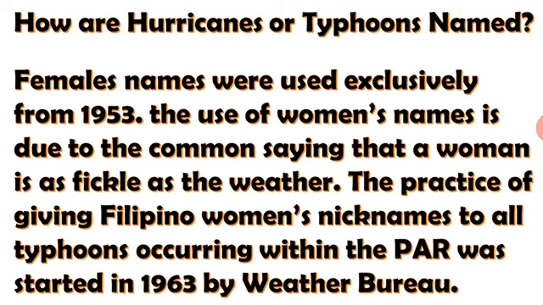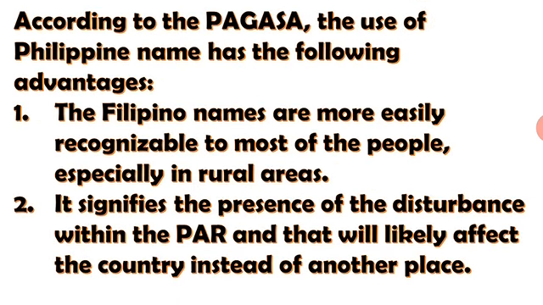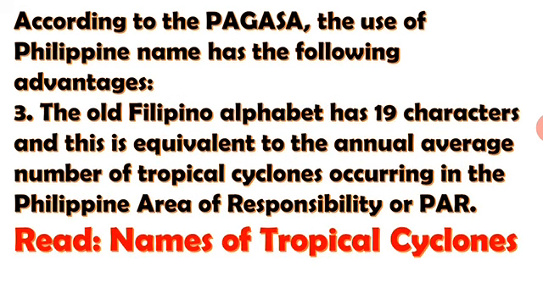So, what are the advantages of using Filipino names? The Filipino names were more easily recognizable to most Filipinos, especially in rural areas. It signifies the presence of the disturbance in the Philippine area of responsibility. And the third one is the old Filipino alphabet has 19 characters, and this is equivalent to the annual average number of tropical cyclones occurring in the Philippine area of responsibility.